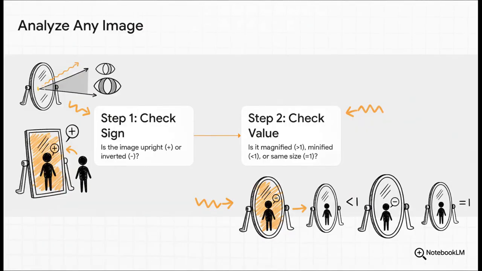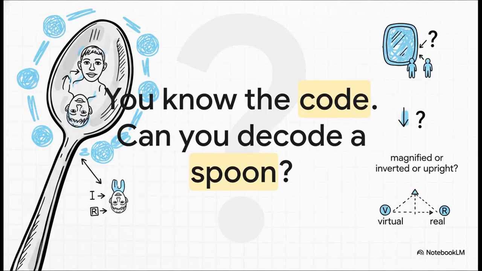So now you can break down any image from any mirror in just 2 simple steps. Step 1, check the sign of M. Is it positive, meaning upright, or negative, meaning inverted? Step 2, look at the actual number. Is it bigger than 1, so it's magnified? Smaller than 1, so it's shrunken? Or is it exactly 1, meaning it's the same size? And there you have it. You've got the complete toolkit to decode any reflection.